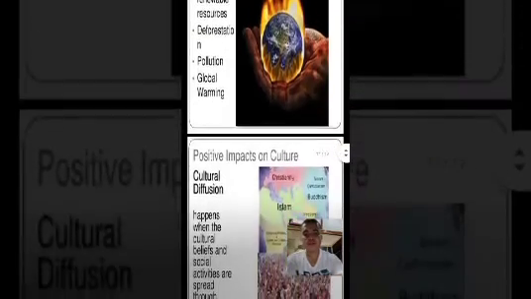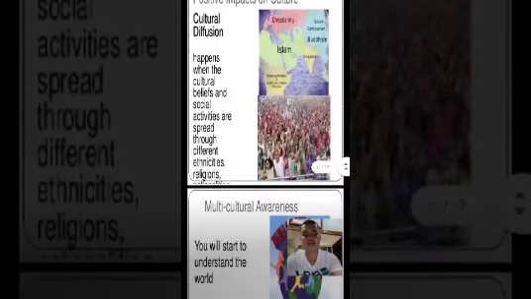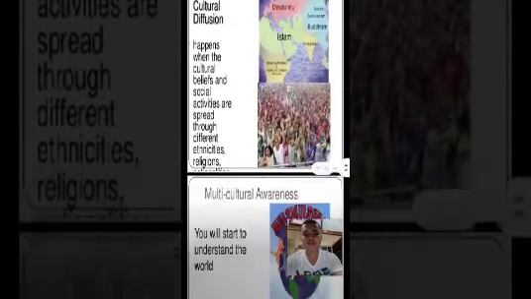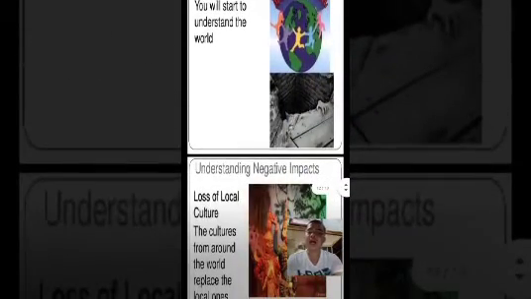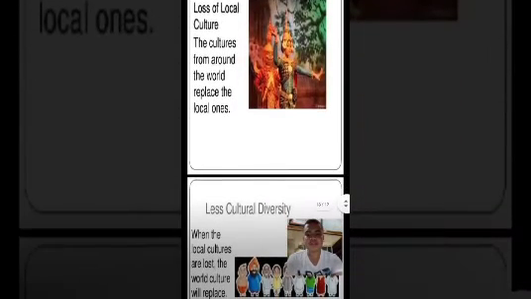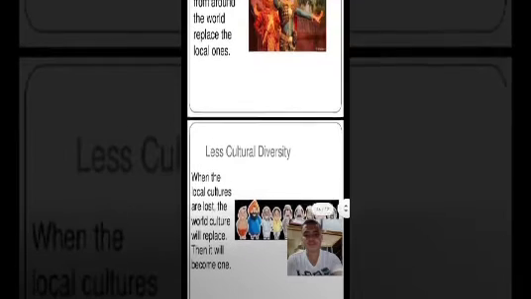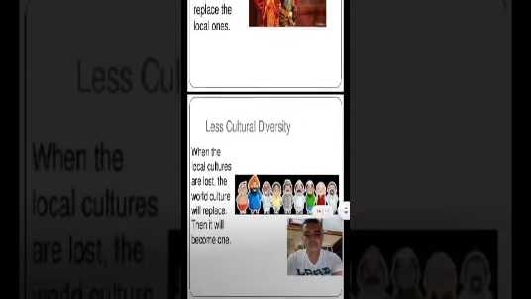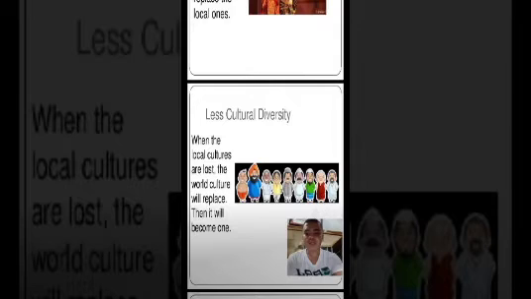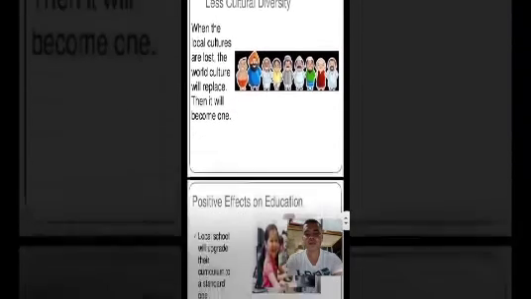And also the positive effects on culture in government. Multicultural awareness, and starting to understand the world. Negative impacts: loss of local cultures. With globalization and free trade, our culture in our own place is lost. Less cultural diversity. When the local cultures are lost, the world culture will replace them, and then it will become one.